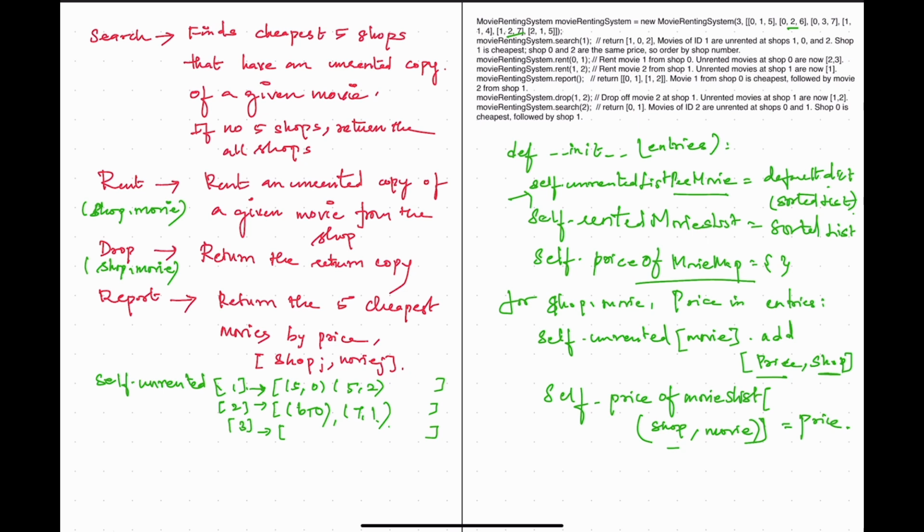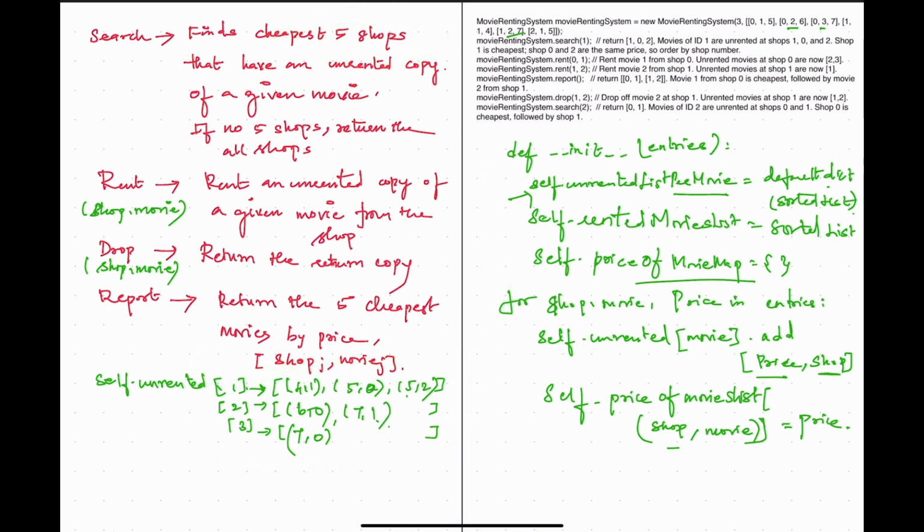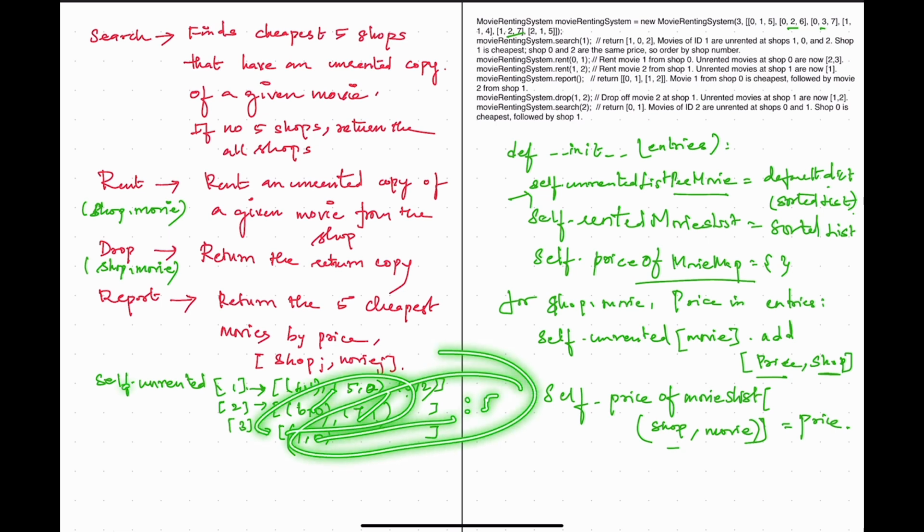Next, movie 3 will have only 1 entry, which is 7. Movie 3 is present at 7, at the cheapest. Now I hope you see how this unrented list would be stored. If you search for the 5 cheapest shops of a given movie, movie 2, we have only 2. So we return the first, then the second, in order up to 5. So the fetch will be done in order of 1.